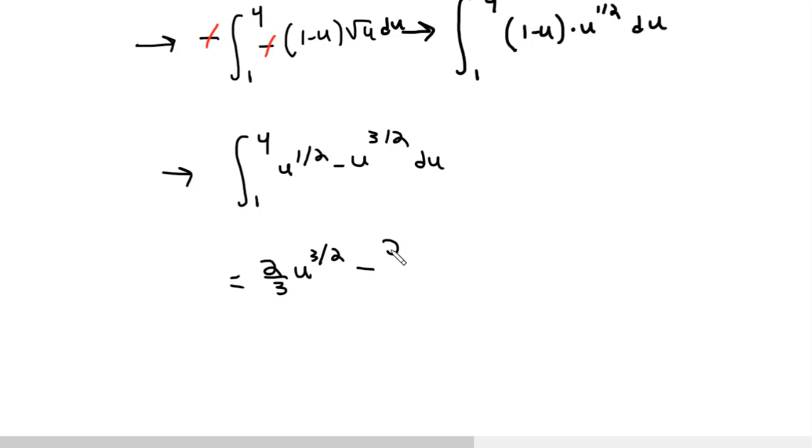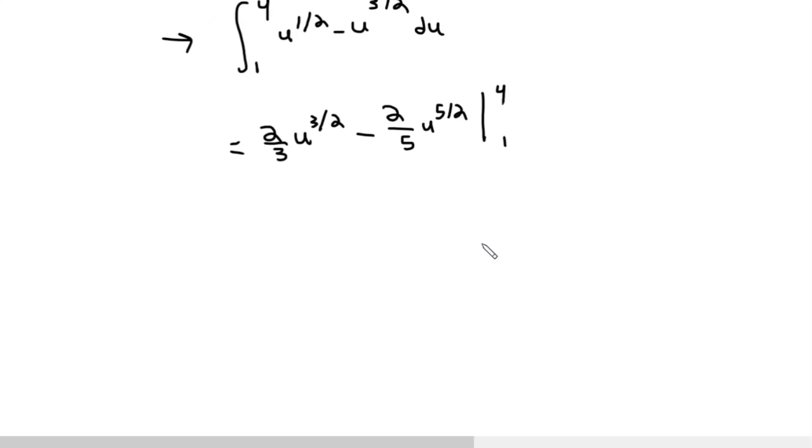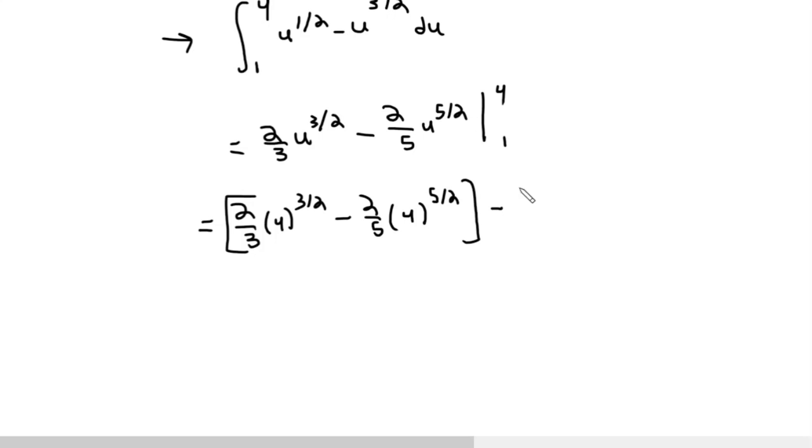So minus 2/5 u to the 5/2, and then 4 to 1. Now I'm just going to plug in my upper limit of integration. So 2/3, 4 to the 3/2 minus 2/5, 4 to the 5/2. Okay, and then we do a minus, and then we plug in the lower limit. So 2/3, 1 to the 3/2 minus 2/5, 1 to the 5/2.